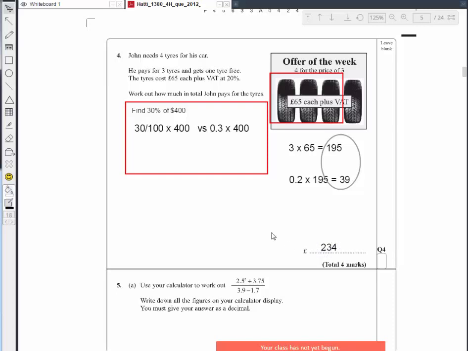That's a fairly simple little percentage question, but a number of different parts to it, and pretty good. It yielded 4 marks.